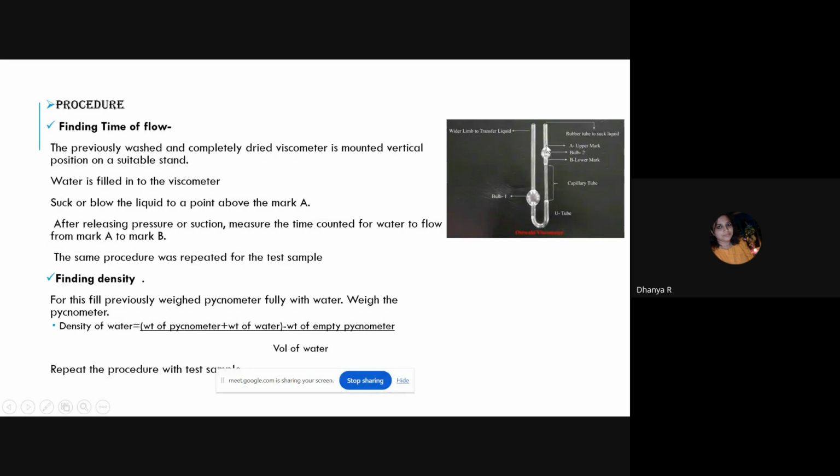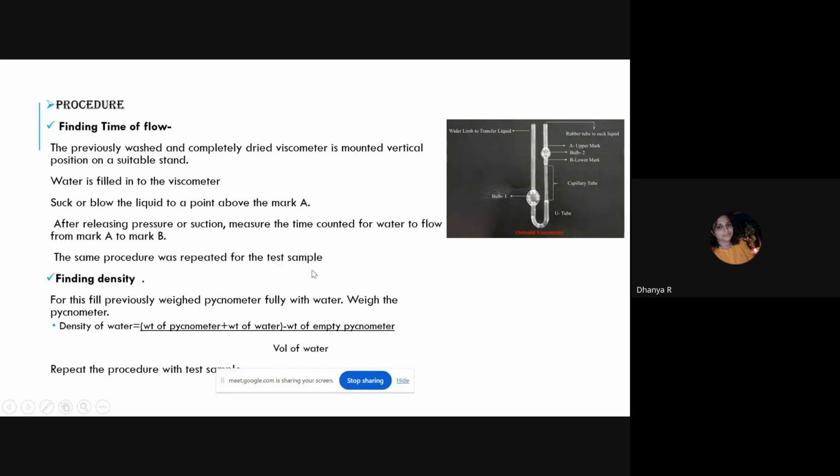You can see a mark over here, marked as upper mark or A. You have to suck it above this mark and then release it, and you have to note the time that the water has taken to travel from point A to point B. The time taken by the water or sample to travel from point A to point B should be noted down, and this is the time of flow that we have seen in the equation.